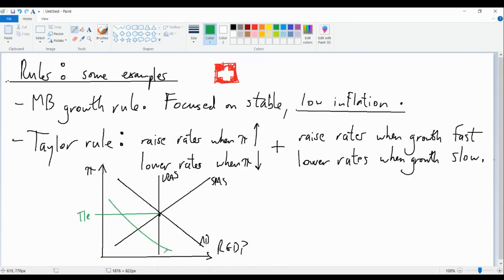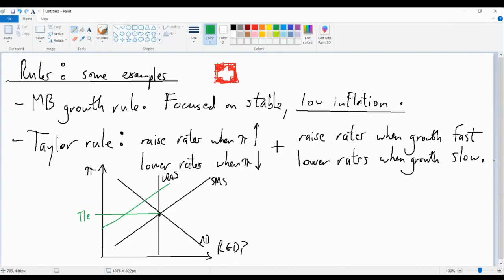What if the demand curve is over here? Well, we have a recession. Inflation is lower than expected, so this is telling us to lower rates. And growth is slow, so this is also telling us to lower rates. So we lower rates. Okay? So so far it isn't clear what we gain by having both of these parts to our Taylor rule.